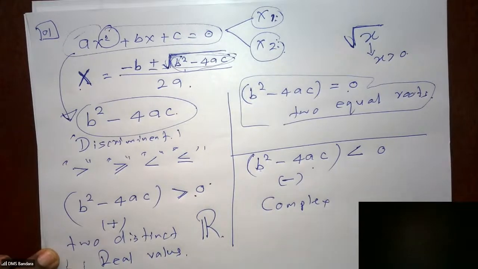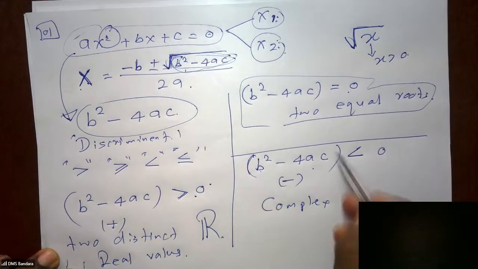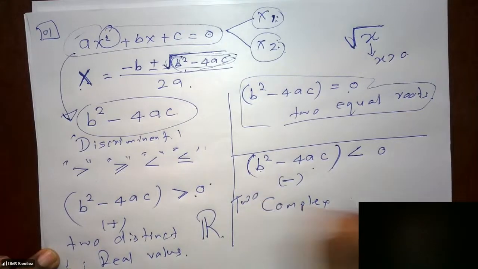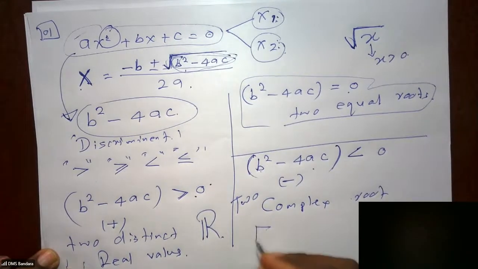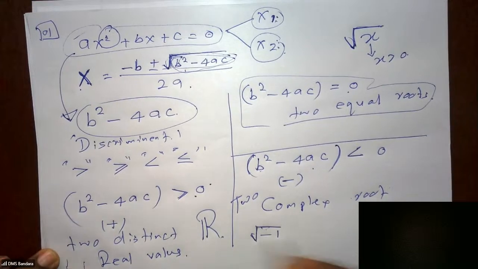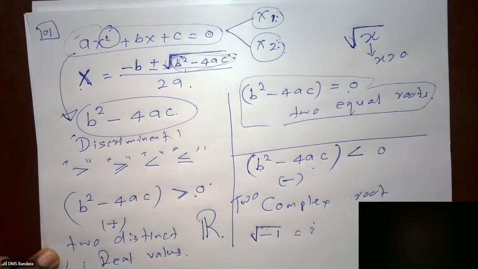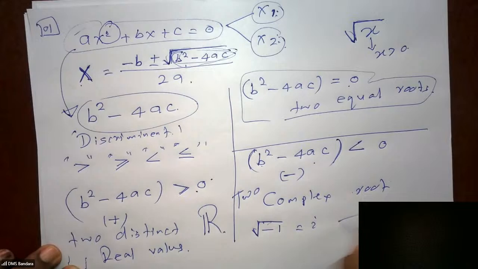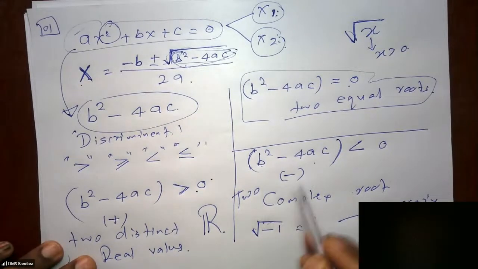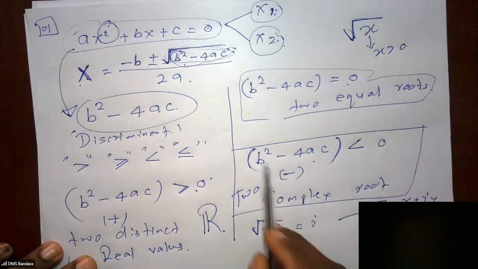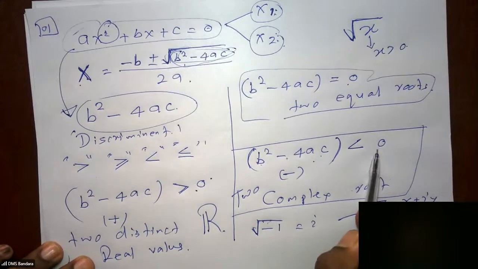I don't know whether you have learned this or not, but focus on what happens when the discriminant is negative. We have two complex roots. It means we normally say the square root of minus 1 is i. The complex number we define as z equals x plus iy, right? Don't go further into those things. If b squared minus 4ac is negative, it has two complex roots, right?